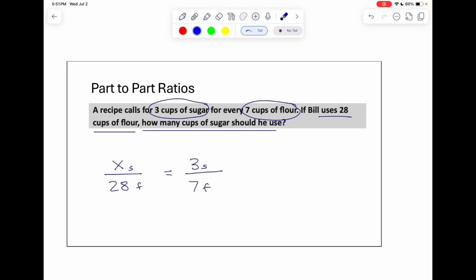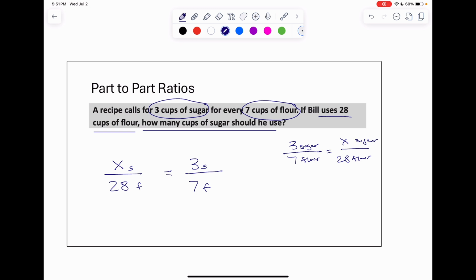You'll notice also that I wrote our units here. Sugar over flour equals sugar over flour. That's to make super duper sure that I am not mixing up what they gave me. So again, just to see for ourselves, if I'm reading this problem, I'm writing down I get 3 sugar for every 7 flour. If I change it for 28 flour, how many cups of sugar should I have? And again, those relationships have to be the same. And once I have a fraction that equals another fraction, we can do what?